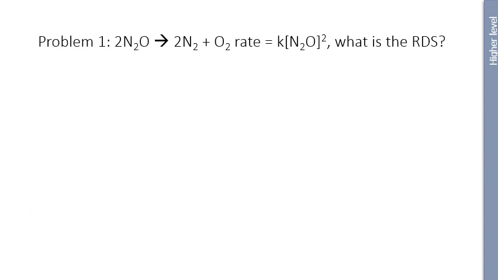Okay, so here's a final problem. We have 2N2O going to nitrogen plus oxygen, and the rate is given as a rate constant times the concentration of N2O all squared. What is the rate determining step?